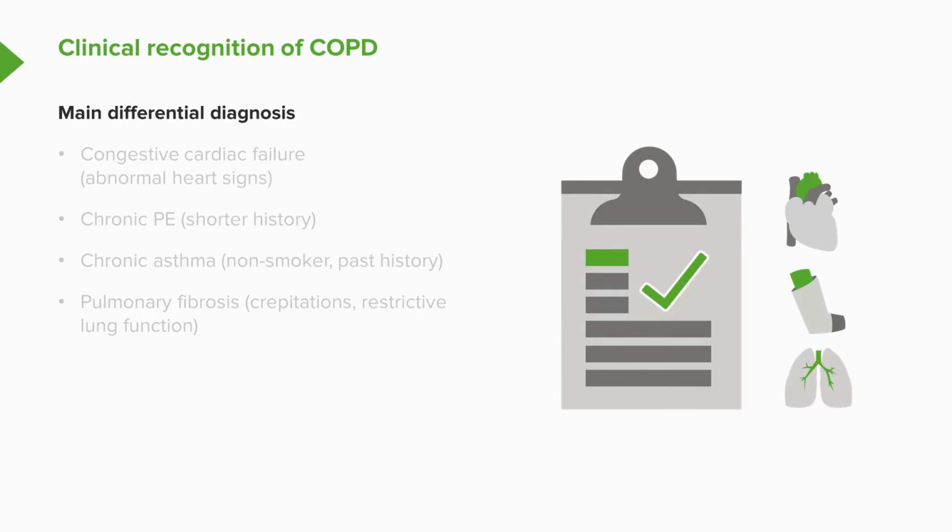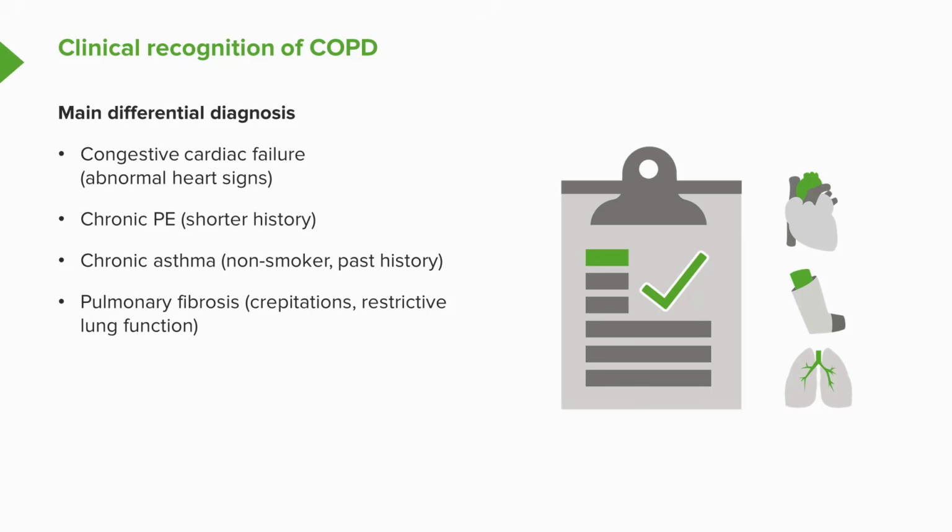The main differential diagnosis is congestive cardiac failure, or chronic PEs, which will be a shorter history, and they'll have an abnormal transfer factor, and importantly, the lung volumes and spirometry will be normal. Chronic asthma, there's no history of smoking, and there's definitely a past history of asthma in most of those patients. And pulmonary fibrosis, and this is where crackles are important, because if you hear crackles, that's not due to COPD. And in addition, the lung function pattern you get with pulmonary fibrosis is different.